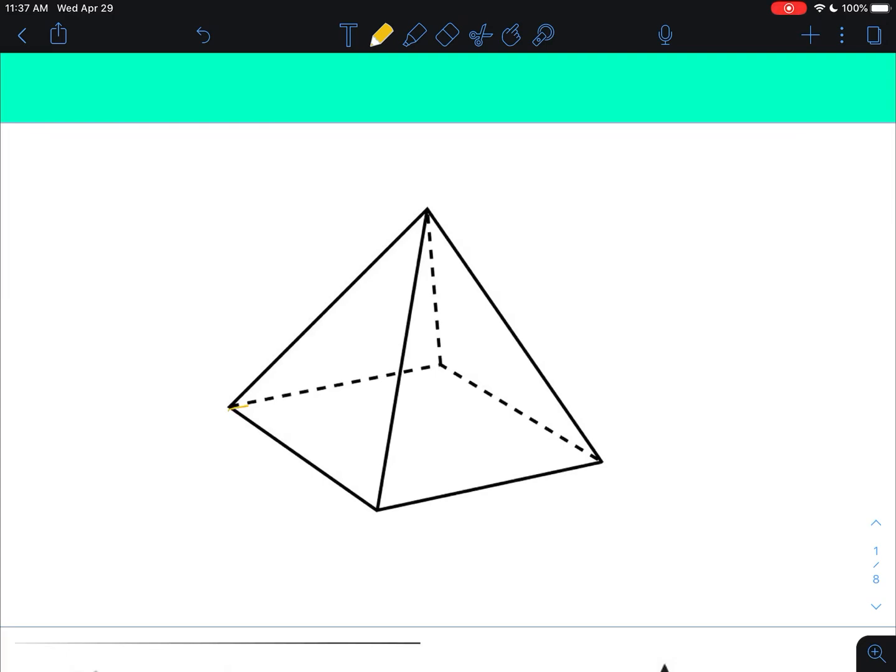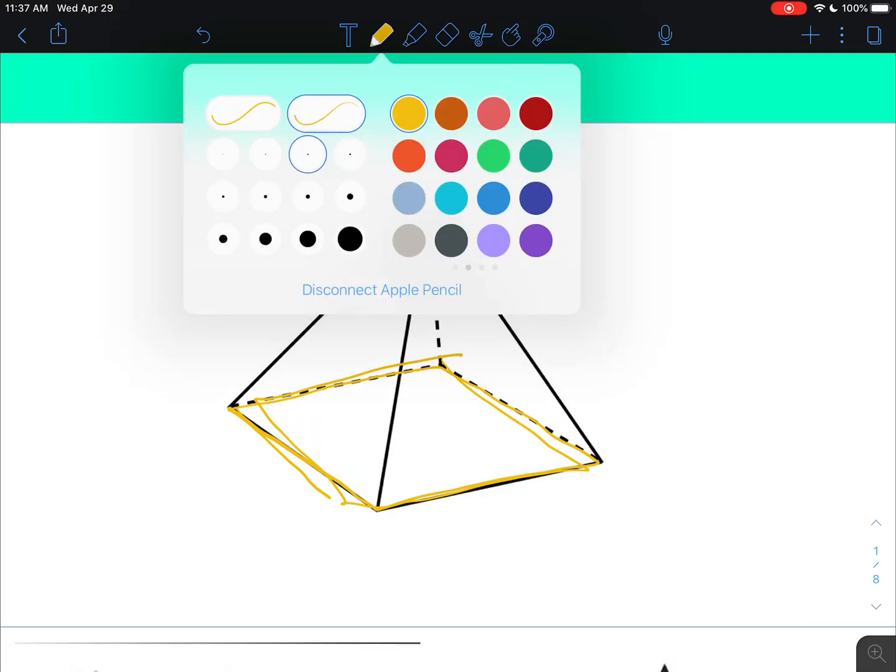So here I have a square pyramid. I know it's a square pyramid because the base is a square. Since it's a square, you know that all of the sides of the square are going to be the same, and that's very helpful.